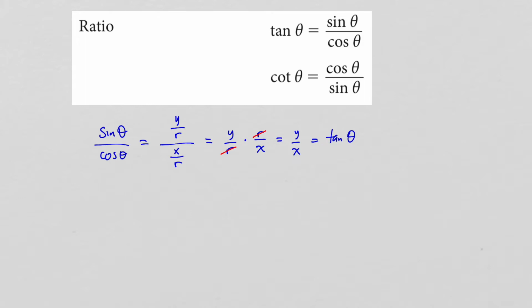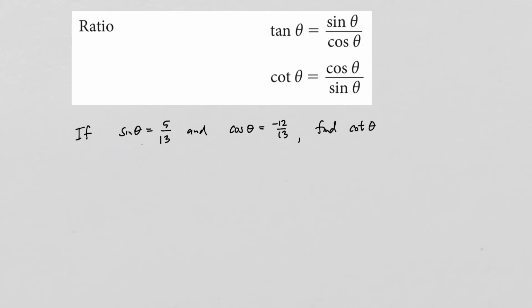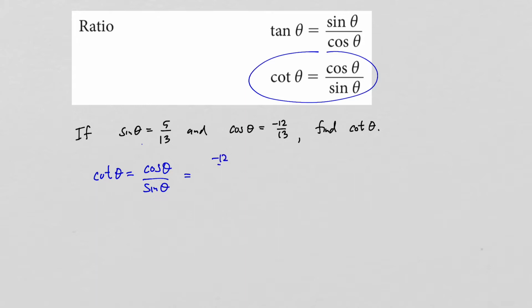Let's take a look at an example. So if the sine of theta equals 5 over 13 and the cosine of theta equals negative 12 over 13, find the cotangent of theta. All right, so the solution for this is pretty simple. We know that cotangent of theta, according to the identity above here, is cosine of theta divided by sine of theta. And cosine of theta we know is negative 12 over 13. And sine of theta is 5 over 13.